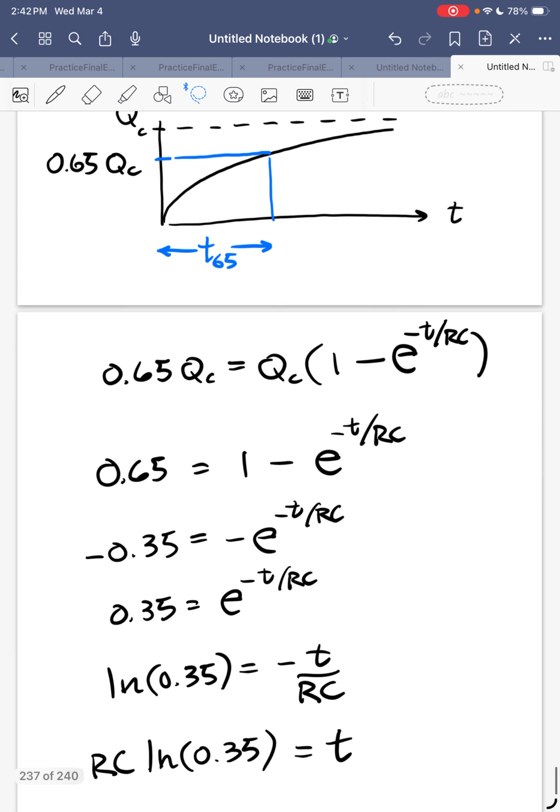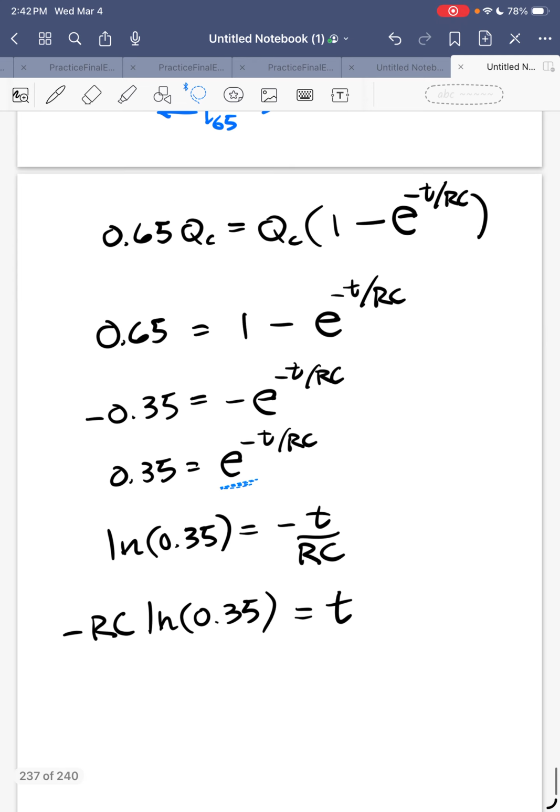I subtract 1 from both sides, and I get minus 0.35 equals minus e to the minus t over RC. And then what I can do is multiply both sides by -1, so this becomes positive and that becomes positive. Now I can take the natural log of both sides to undo the exponential, so I get natural log of 0.35 equals what was in the power up here for e, minus t over RC. Now I multiply both sides by RC, bring the negative sign over. So t equals minus RC times the natural log of 0.35.